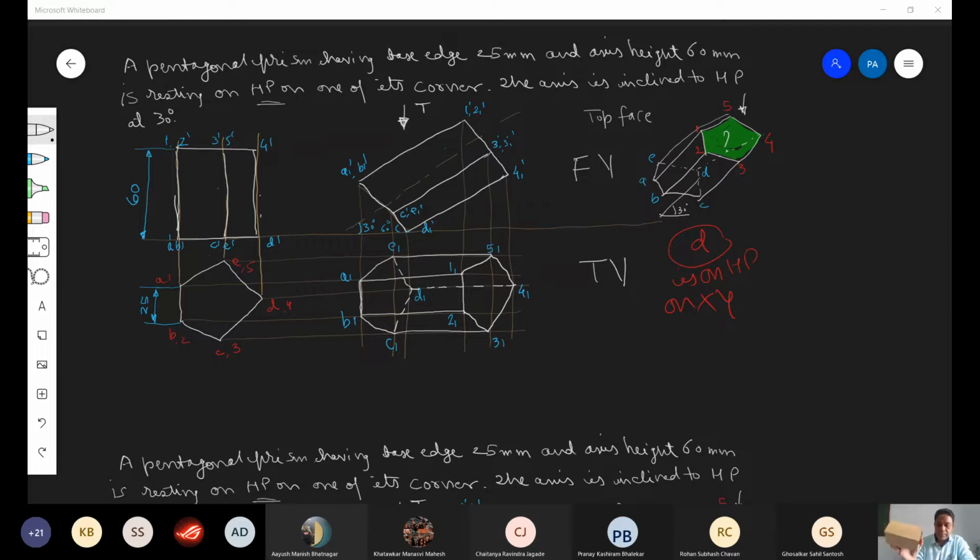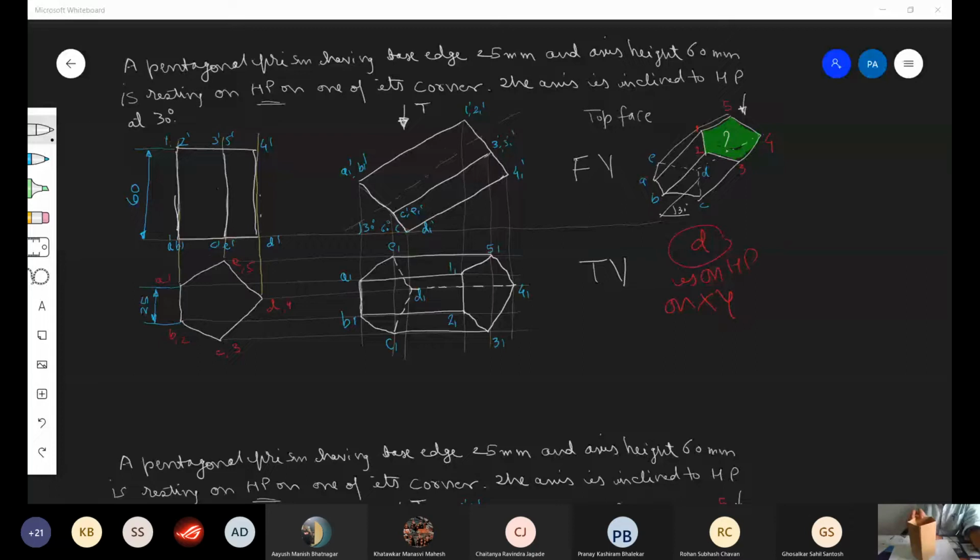Now try to see this pentagon. This is now resting on the base, correct? Resting on HP. Now if I make it inclined, it will be like this. Are you able to see it clearly? Someone can tell me. Yes, sir, it is visible, sir.